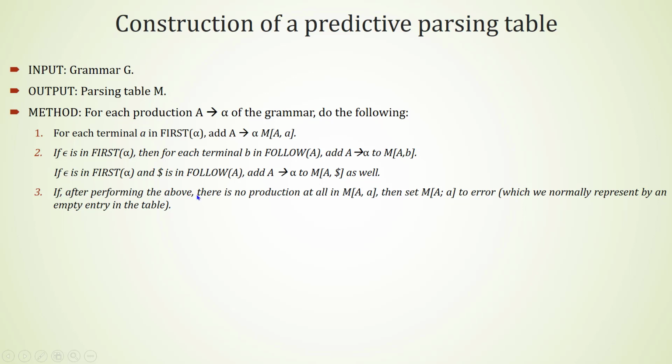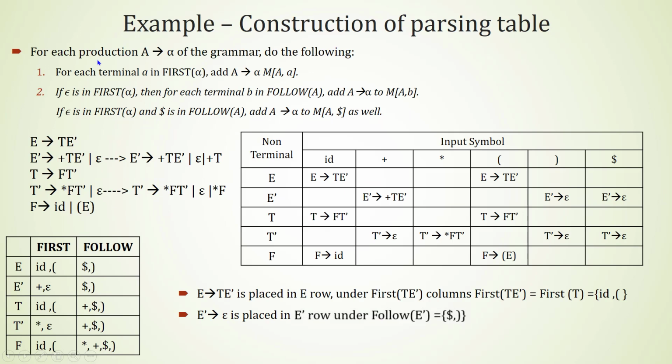If after performing the above there are no productions at all in M of A comma a, then set M of A comma a to error, which we normally represent by an empty entry in the table. So this is the procedure for constructing a predictive parsing table. I will try to explain the construction of the predictive parsing table with an example. These are the major steps in construction of the parsing table.